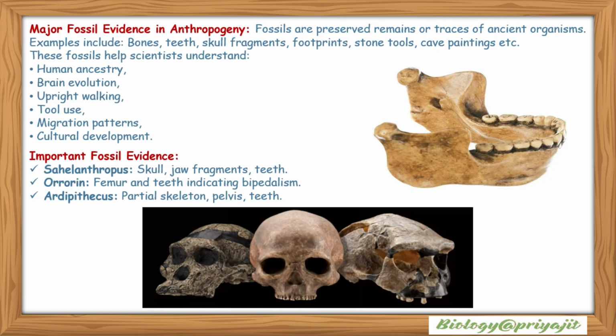Major fossil evidence in anthropogeny. Fossils are preserved remains or traces of ancient organisms. Examples include bones, teeth, skull fragments, footprints, stone tools, cave paintings, etc. These fossils help scientists understand human ancestry, brain evolution, upright walking, tool use, migration patterns, cultural development, etc. Important fossil evidence: Sahelanthropus, skull, jaw fragments, teeth; Orrorin, femur and teeth indicating bipedalism; Ardipithecus, partial skeleton, pelvis, teeth, etc.